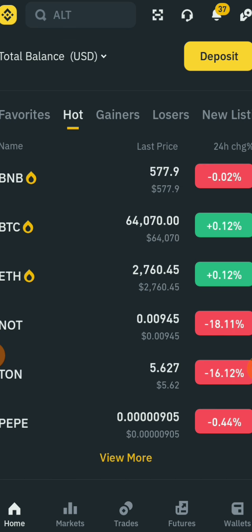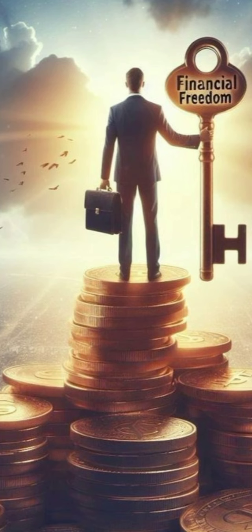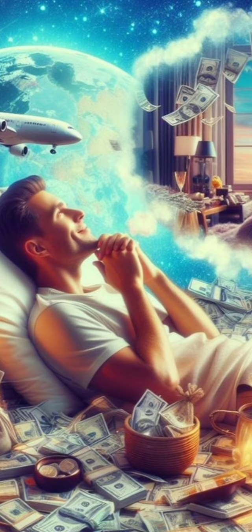So spot trading is not just about making profits and all of that. It's about building a future. It's about creating a safety net, achieving financial freedom, guys. It's about securing your dreams.